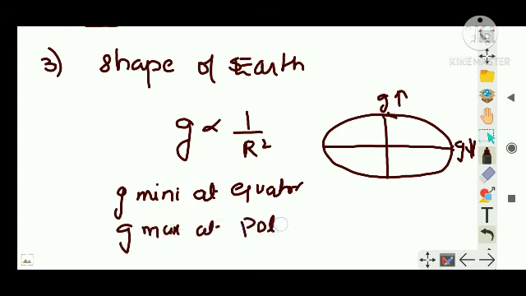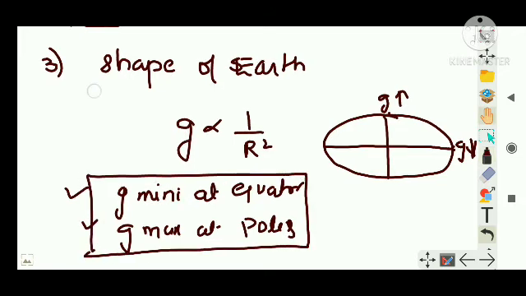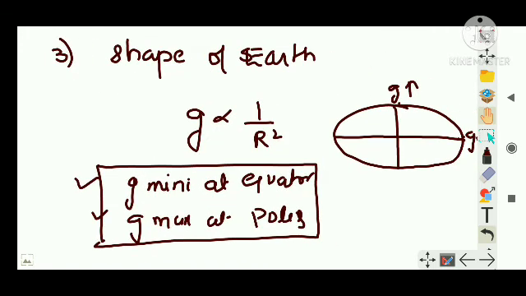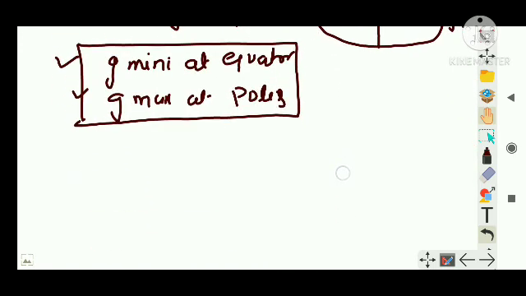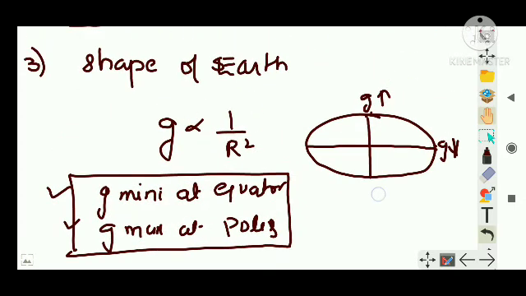This you can study by yourself, okay? This is very easily asked in school examination also, but in school examination it is not mentioned that it is due to the shape of earth. Just mention that g is minimum at equator and g is maximum at poles. So I am telling you why it is so.